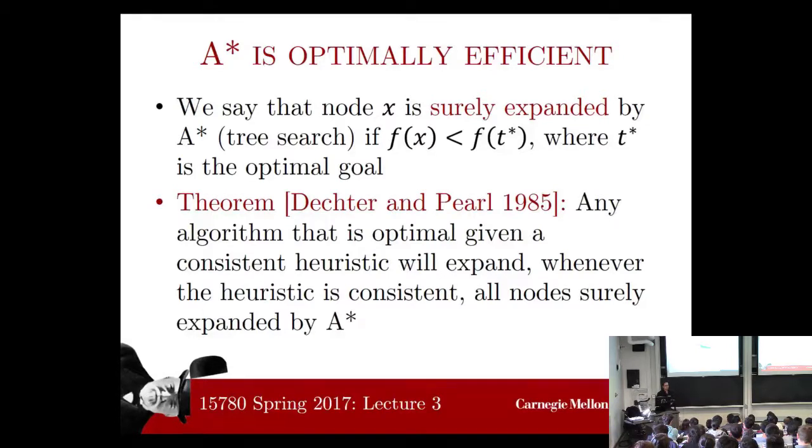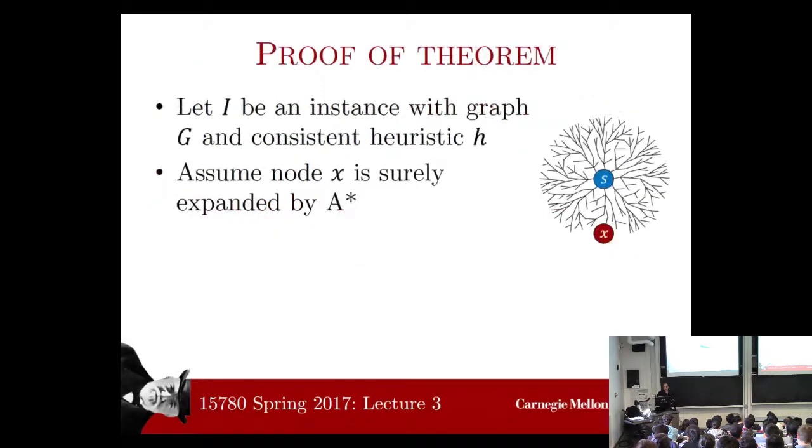Okay, so I'm going to prove this theorem to you. And I'm going to sort of gloss over the subtleties, but again, if you spot them, please feel free to bring it up. Okay, so again, what we want to prove is that in every instance, in every search problem, every node that is surely expanded by A star will be expanded by any algorithm that guarantees to us to be optimal when the given information is a consistent heuristic.